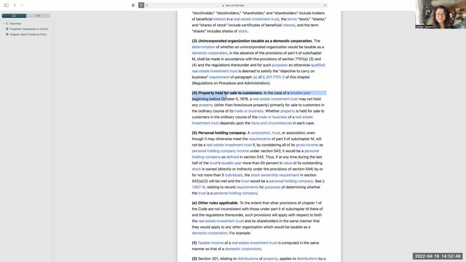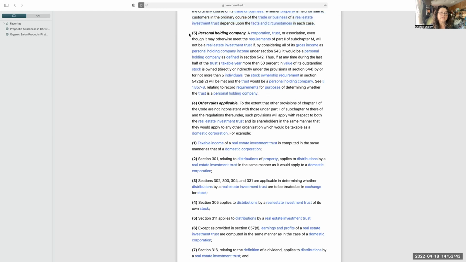Okay, so now property held for sale to customers. See, this is what they do in the timeshare business. In the case of a taxable year beginning before October 5th, 1966, a real estate investment trust may not hold any property other than foreclosure property. That's what they're doing with the timeshare business. They're foreclosing on these. That's how they're doing it. Primarily for sale. That's what they're doing to customers in the ordinary course of its trade or business, not me. Whether property is held for sale to customers in the ordinary course of the trade or business of a real estate investment trust depends on the facts and circumstances in each case.